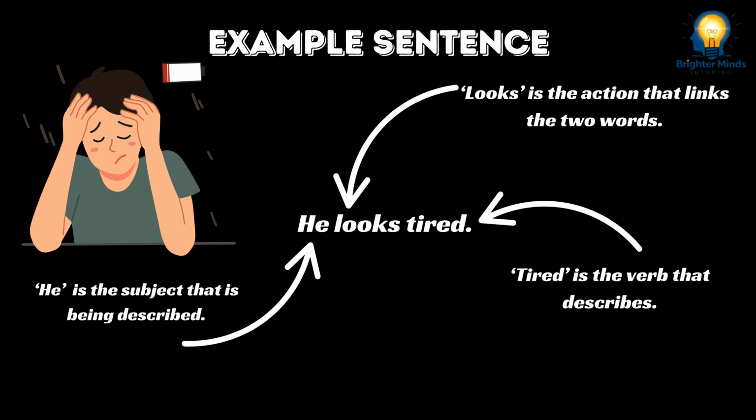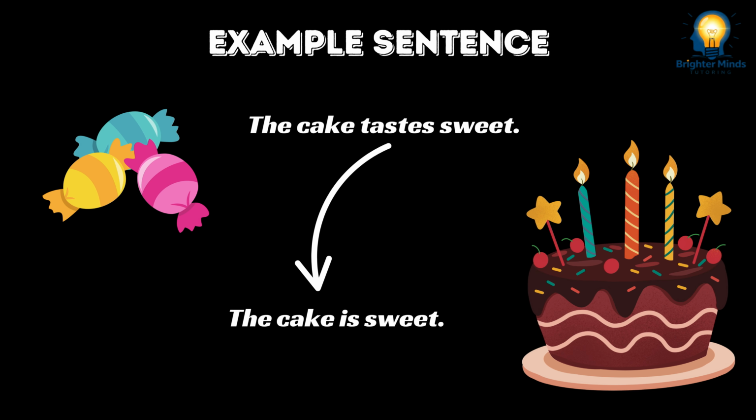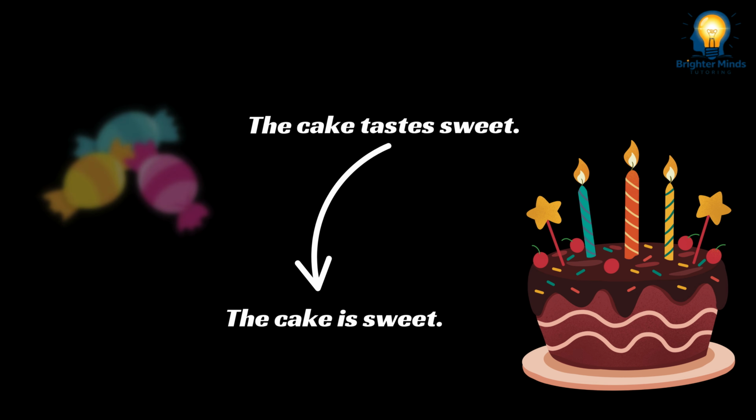A quick trick to check if a verb is a linking verb is to replace it with is or are. If the sentence still makes sense, then it's probably a linking verb. For instance, the cake tastes sweet. Now, this can become the cake is sweet, which still makes sense. So taste is a linking verb here.